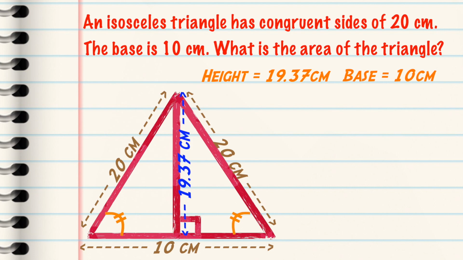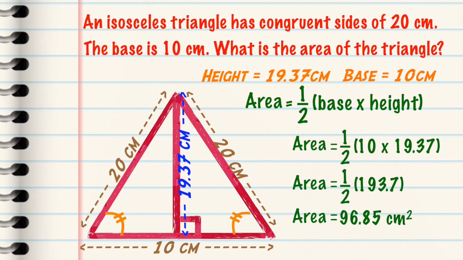Perfect! We now know the length of the base of this isosceles triangle and the height of this isosceles triangle. So now we can find the area of this triangle. So the area of this isosceles triangle is 96.85 centimeters squared.